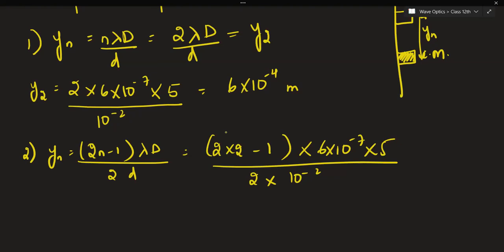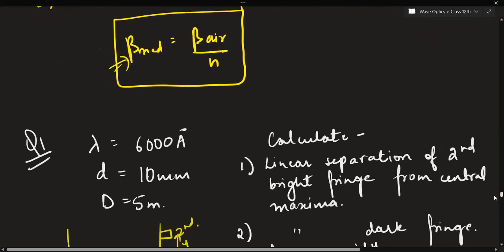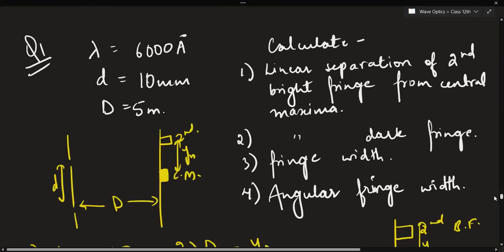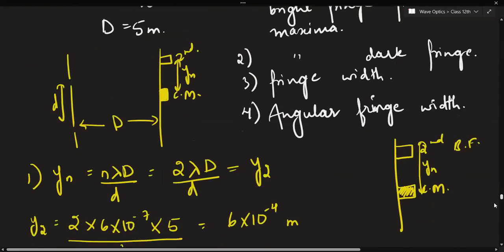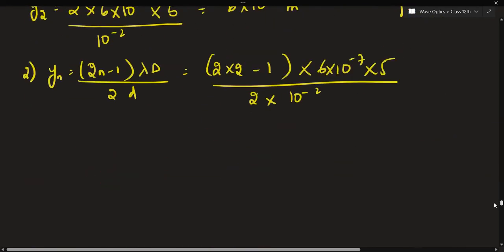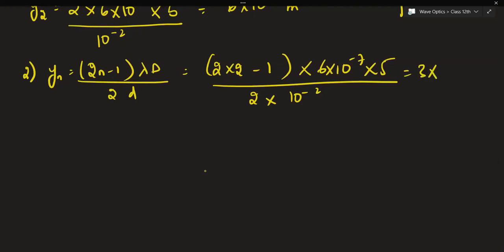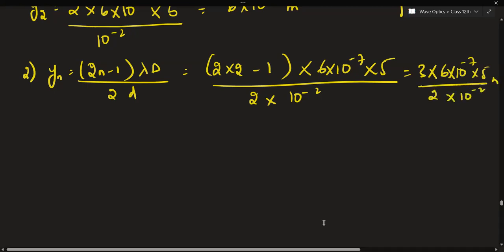We have to calculate the linear separation of the second one only. So 4 minus 1 becomes 3. So 3 into 6 into 10 to the power minus 7 into 5 by 2 into 10 to the power minus 2. This many meters, whatever you get, is your answer.